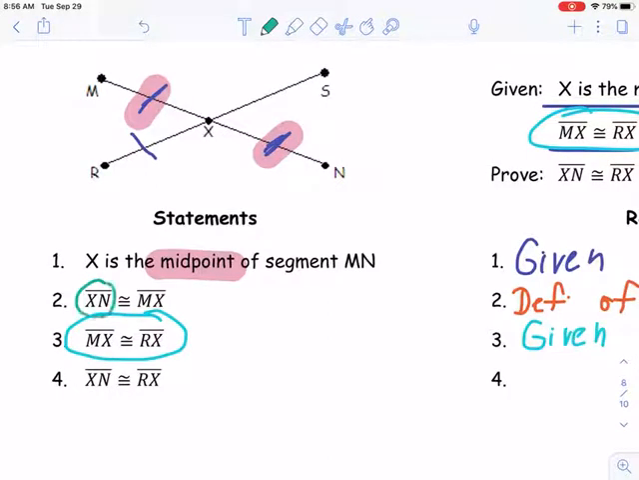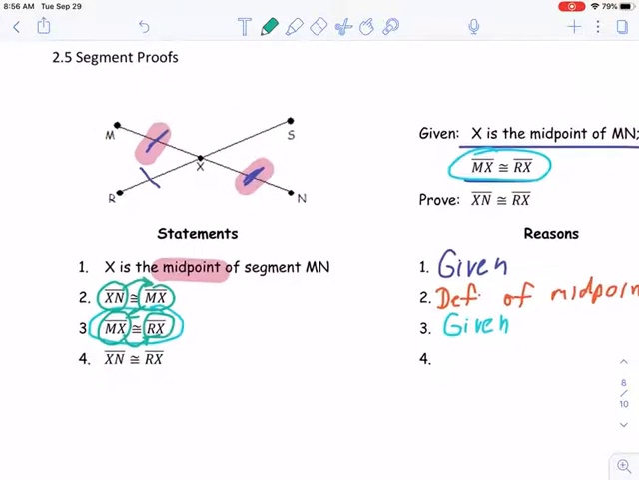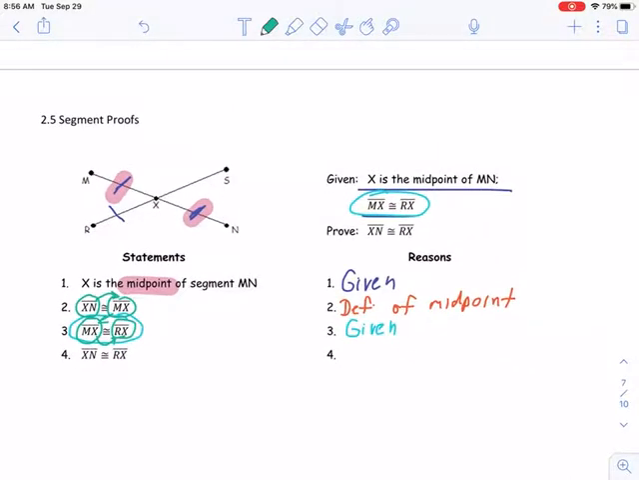Now, XN is congruent to MX. MX is congruent to RX. So XN and RX are congruent to the same thing, so they're congruent to each other by transitive.